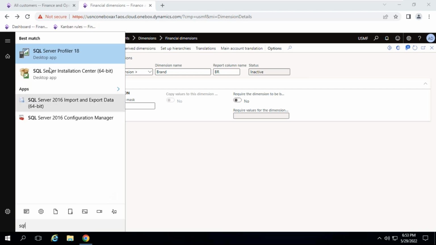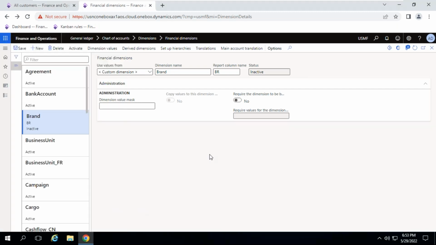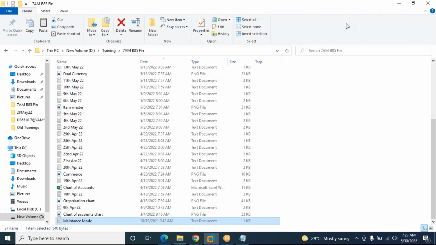It is not. I think it is installed or not. I don't know. In my system also, it is not installed. If it is installed, you can do this one. This is a workaround solution.